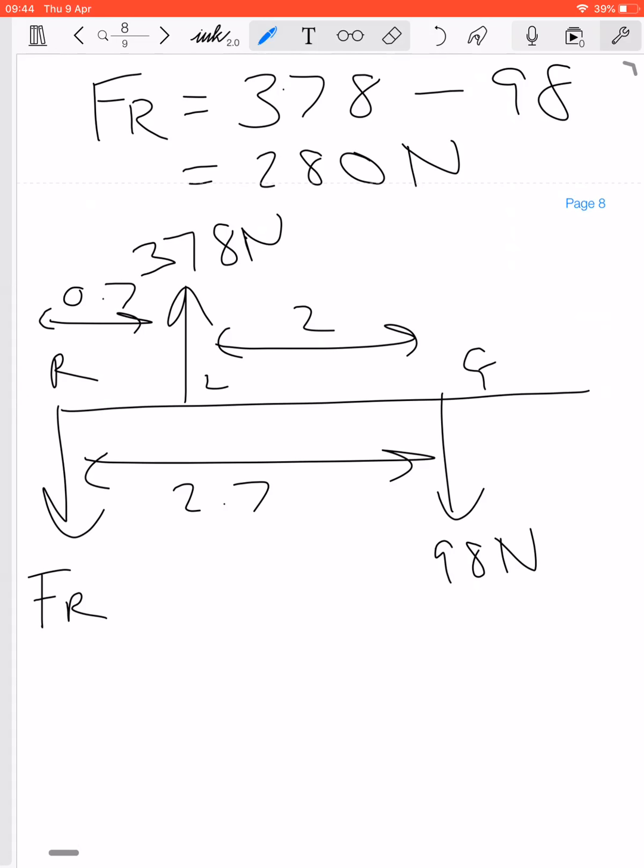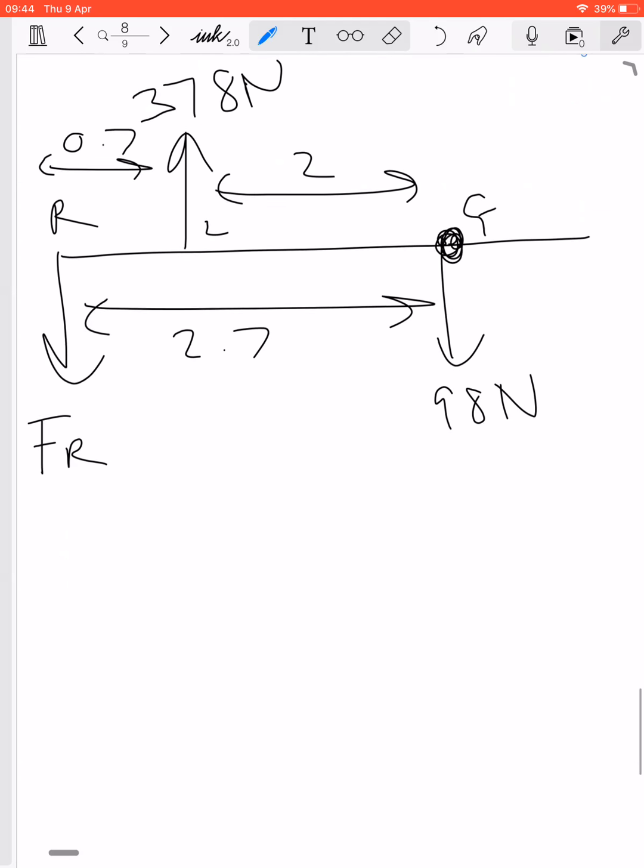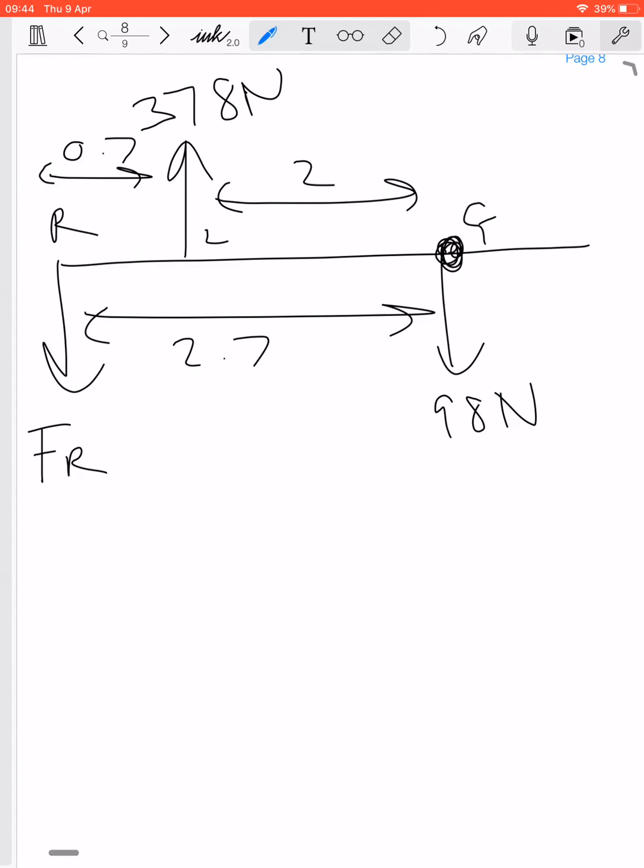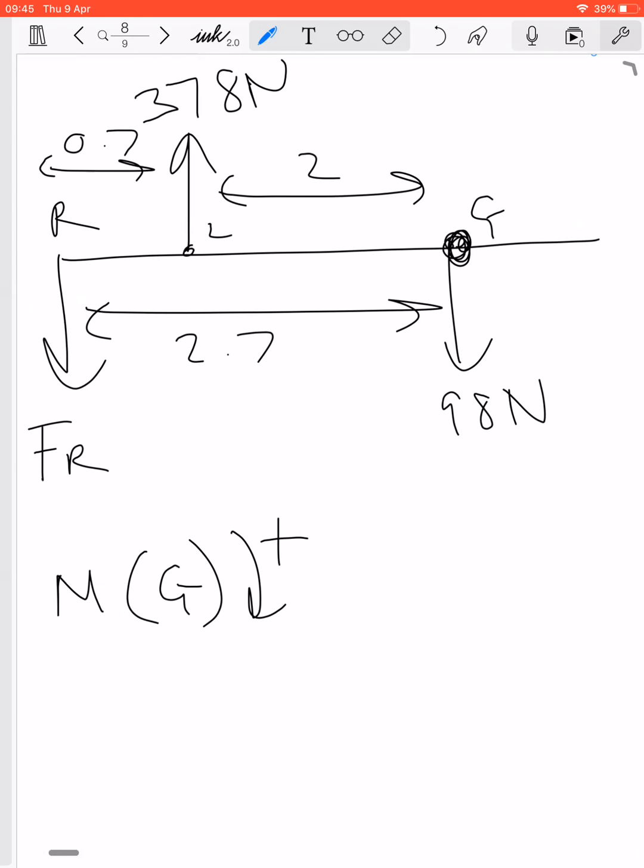We're happy where we are. So we're taking moments about point G over here. Right, so put your thumb on G and start to move along the pole to the left and see where you get up to. The first point you should come into contact with should be L, just about here. So we're going to take moments about G and we're sticking with our clockwise direction. Moving along, we've come to L, which is 378 newtons.